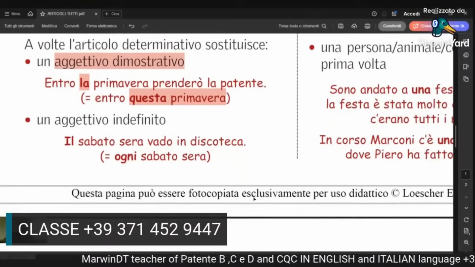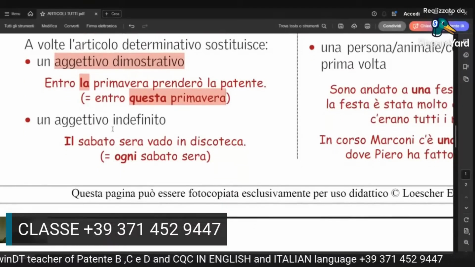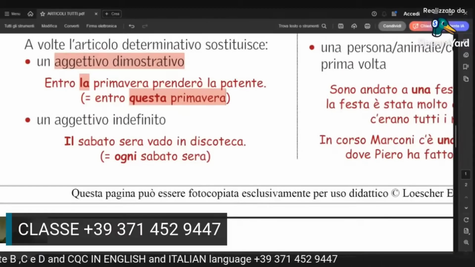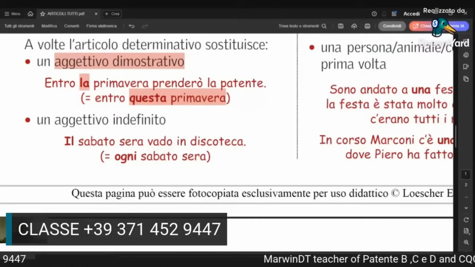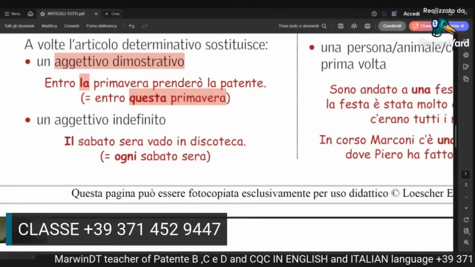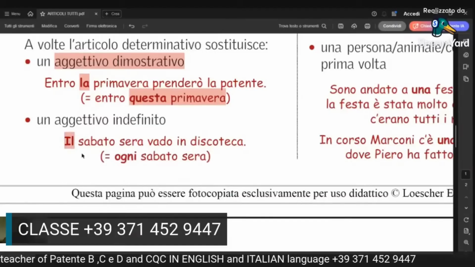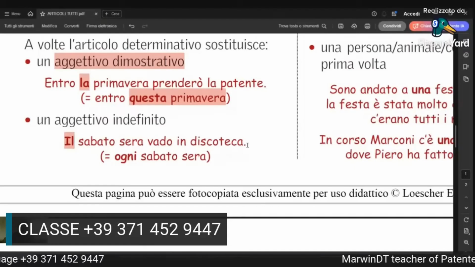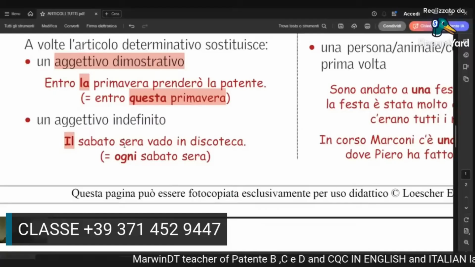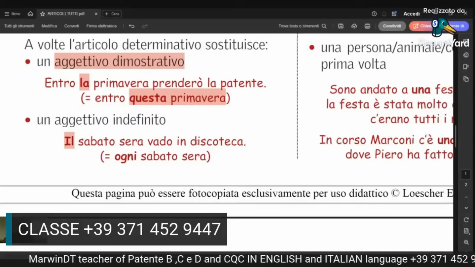And then lastly, we have un aggettivo indefinito. An adjective that is not defined. Okay, that does not define something specific. For instance, il sabato sera vado in discoteca. Ogni sabato sera. So il sabato sera vado in discoteca, meaning every Saturday I go to the discoteca.